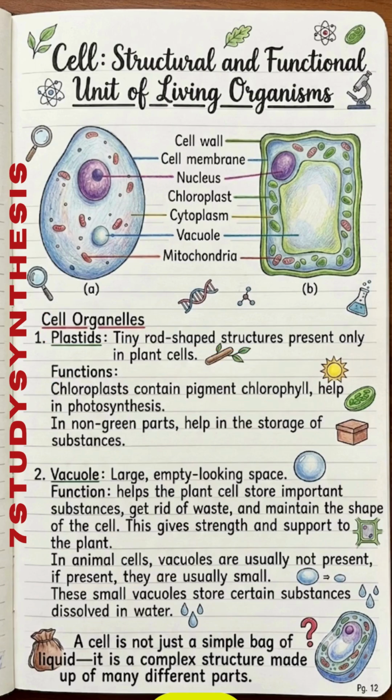Besides plastids, the cells also have a large empty looking space which is referred to as a vacuole, as in a vacuum. Now in case of plant cells, these vacuoles are big in size and they push the nucleus to the corner. In case of animal cells, vacuoles usually are not present, and if they are present, they are, as you can see in the diagram, very small, right? Let us discuss the differences.